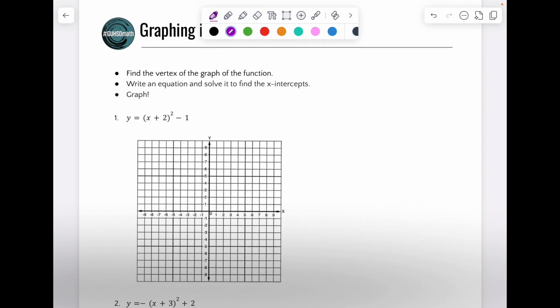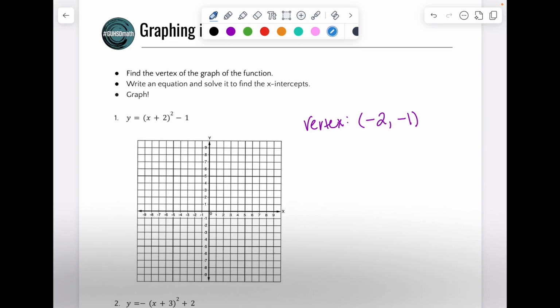So looking at this equation, remember that the number on the inside of our parentheses with our x is going to give us the x coordinate of our vertex, but it always switches sign, so that +2 would become -2. And the number on the outside of our parentheses, that -1, that's going to give us our y coordinate, and that sign is going to stay the same. So our vertex would be at (-2, -1).